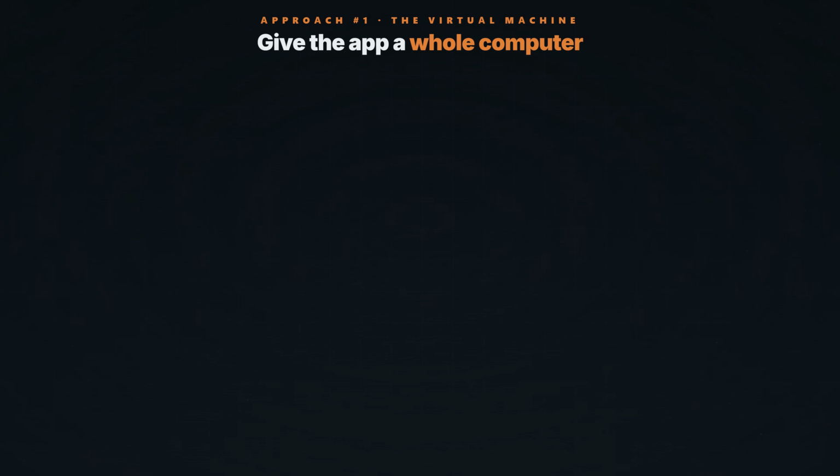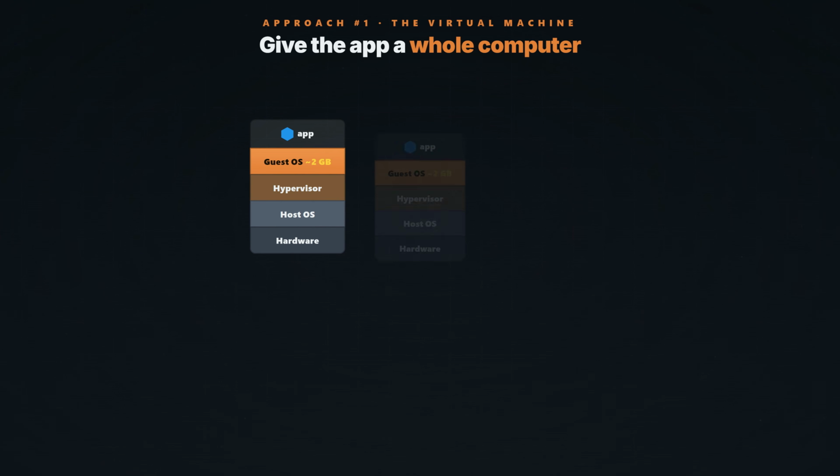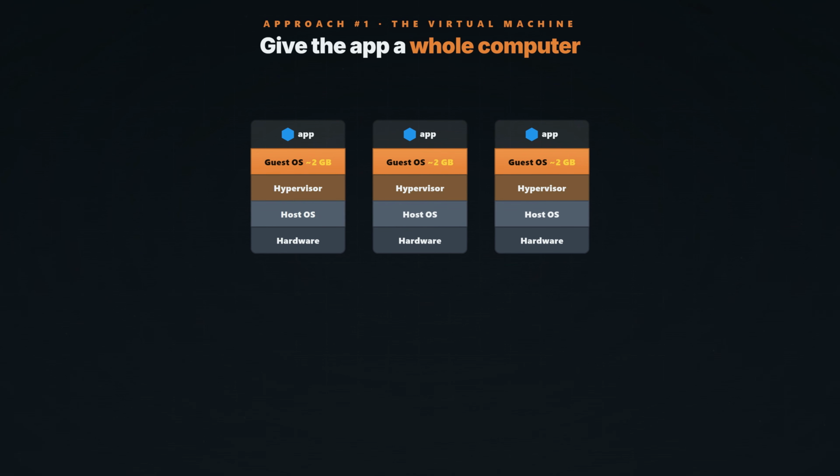Don't just ship the app. Ship the app with the entire environment, sealed in a box. One way to seal that box is a virtual machine. You take your app and give it a whole computer, a complete operating system of its own, running on a hypervisor that pretends to be hardware. And it works. The environment is locked in.